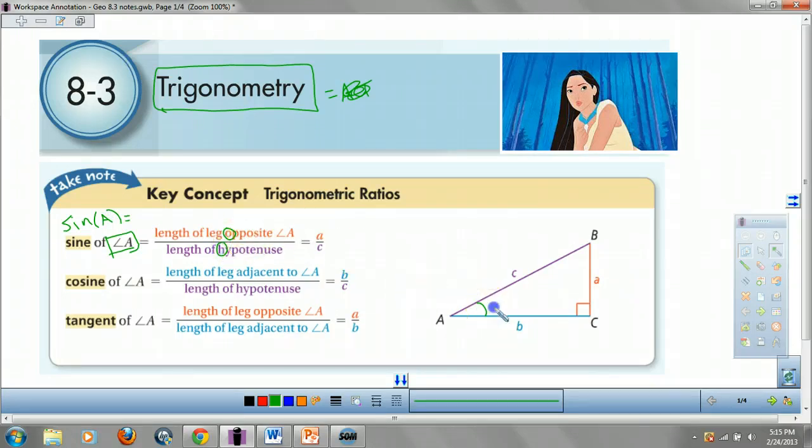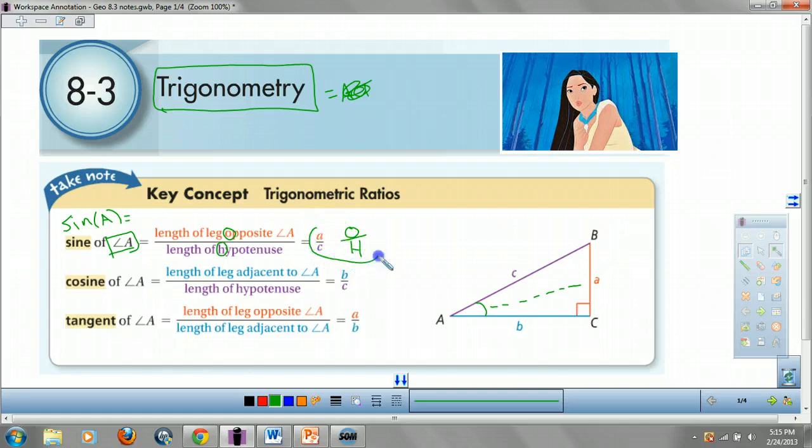The side opposite is the side across the room from A. It doesn't touch it, it's away from it. Big A is looking at little a, that's opposite. So it's your opposite over your hypotenuse. Your hypotenuse is always your longest side in a right triangle. It's always the side opposite your 90-degree angle.